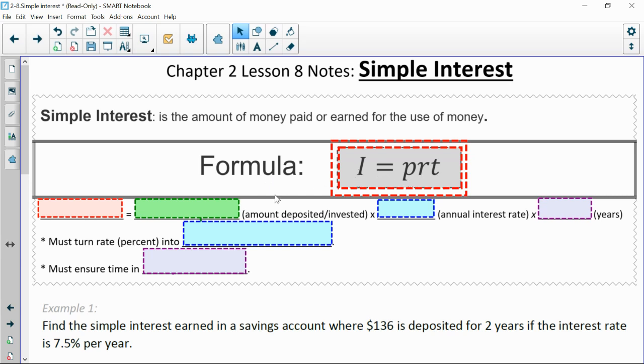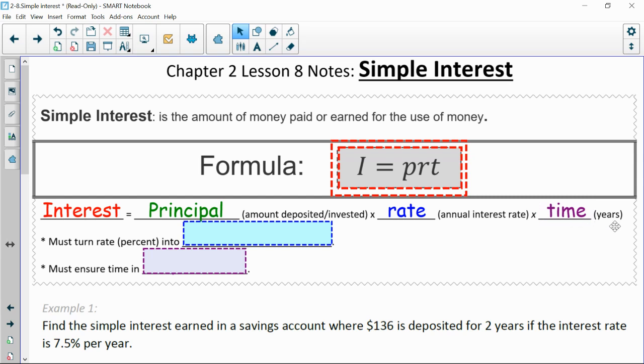Each of these letters represents something that has to do with it. I is interest. P is principal. This is the amount that you're depositing or investing or even borrowing. R is the rate, the annual interest rate. How much are they charging or giving you for the money?